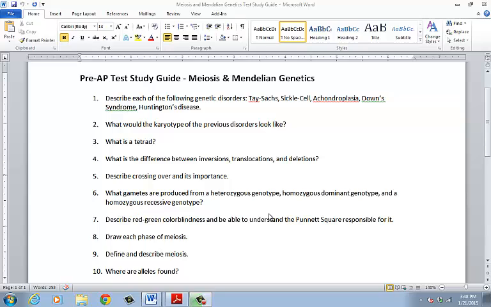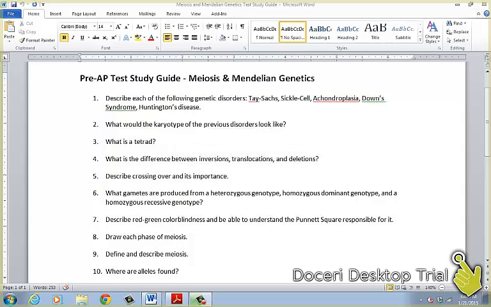Here's our review. Let's begin. All right, so the first one says, describe each of the following genetic disorders. What you need to make sure that you know here when you're talking about it is Tay-Sachs, sickle cell, achondroplasia, Down syndrome, Huntington's disease. 1 and 2 really kind of go together.